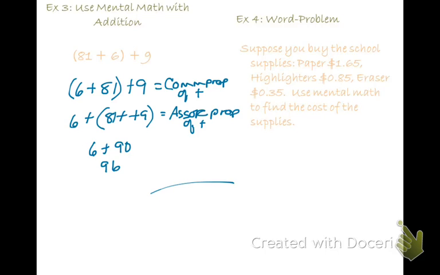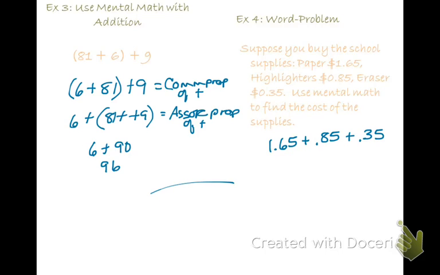Example 4, suppose you buy the school supplies: paper is $1.65 and highlighters are 85 cents and an eraser is 35 cents. Use mental math to find the total. So we have to find where it would be best to round. Well, if I do 85 and 35, that's going to get me over $1.